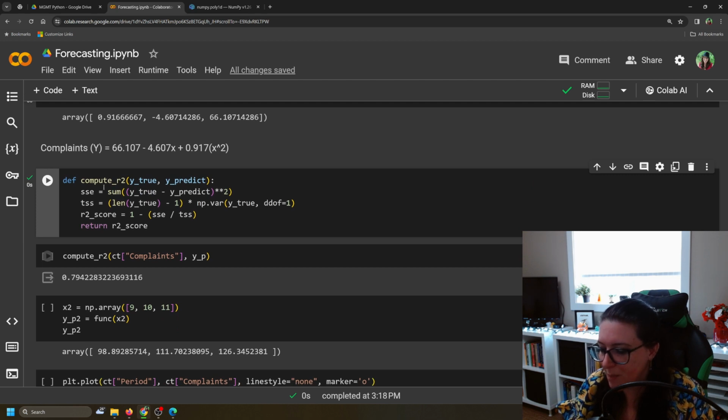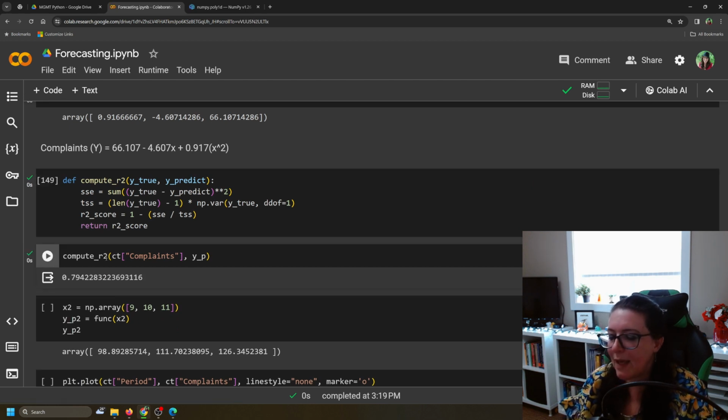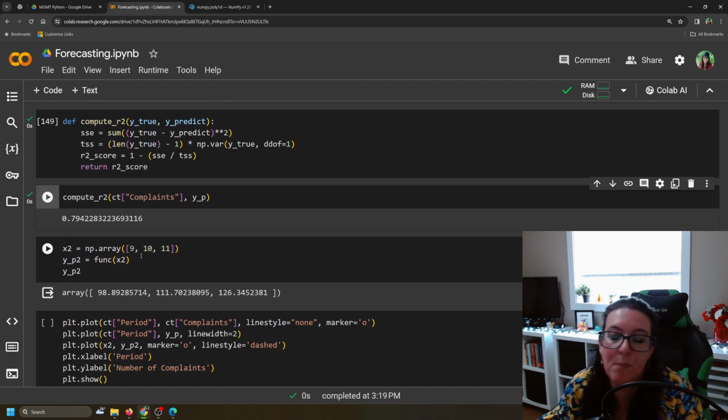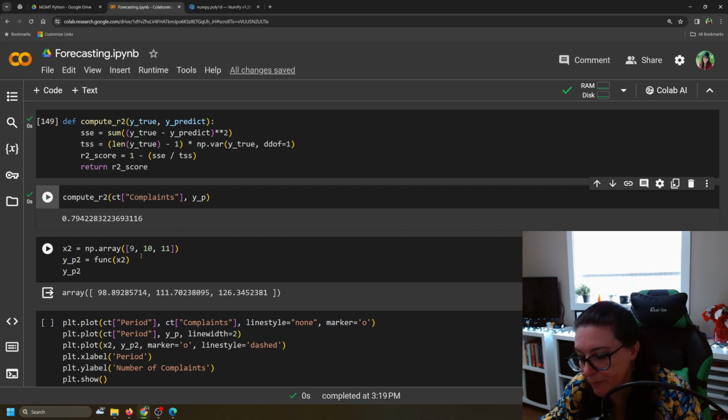So here we simply call this definition compute r squared, and we tell it what to use for the true y and the predicted y. And we get an r squared here of 0.79. So that means that 79% of the variability in the number of complaints is explained by the variability in the number of periods. Notice that this model fits better than the linear model we saw in the previous video.